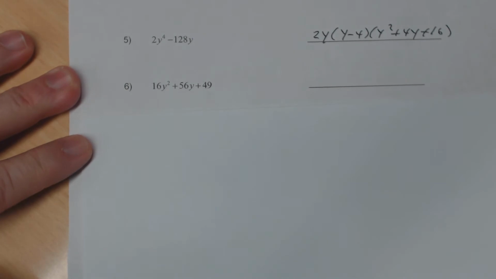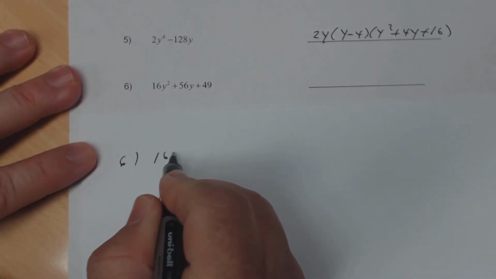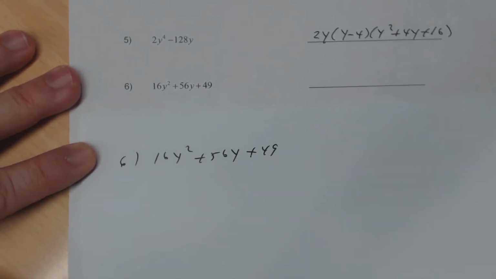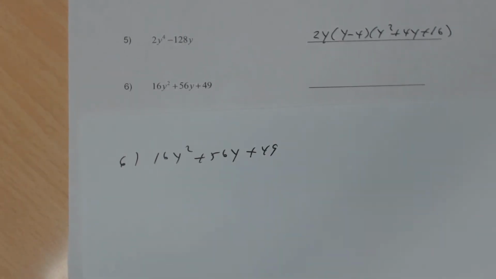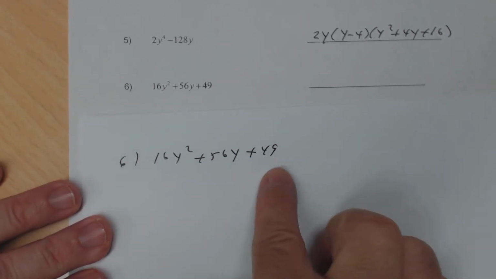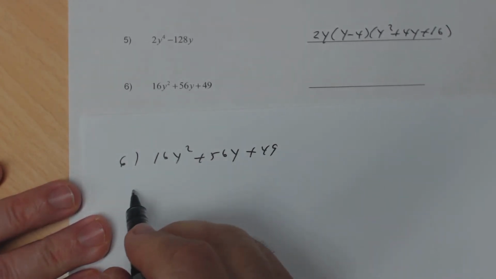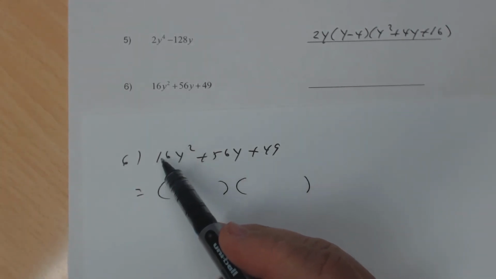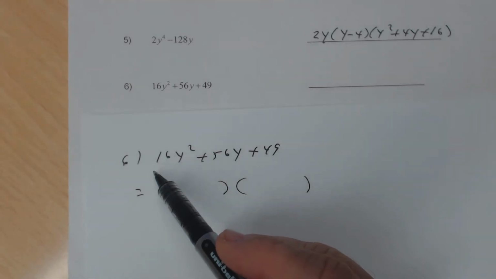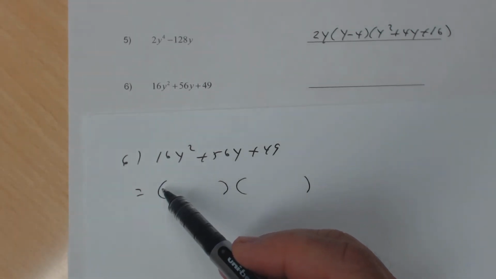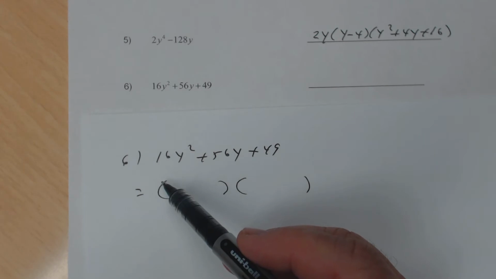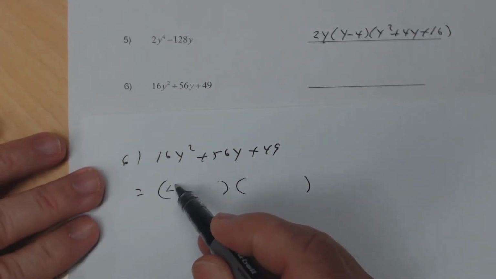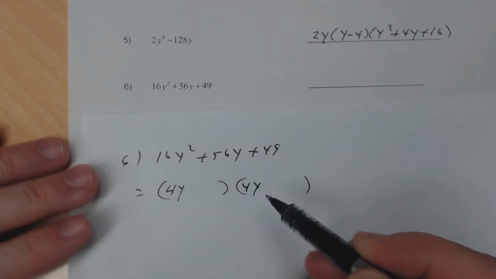Okay, number 6. All right, so number 6, you have 16y squared plus 56y plus 49. Okay, so let's see, the GCF here is still 1. So I'm going to go directly to the two binomials. There are several possibilities of 16y squared. There's 8y times 2y. There is 16y times 1y. There is 4y times 4y. So let's just go ahead and try 4y and 4y for right now. If that doesn't work, we'll try something else.